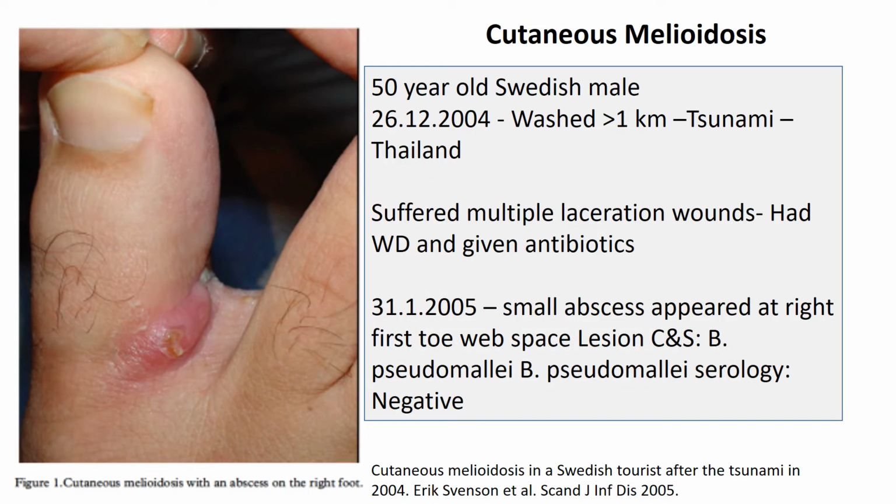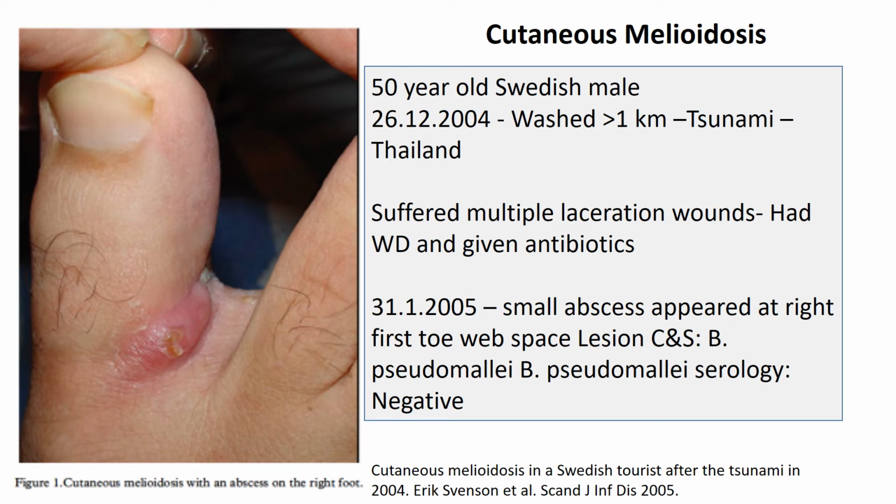So I will share with you a case of cutaneous melioidosis. This case was reported in a 50-year-old Swedish male traveler who was caught up in Thailand during the tsunami in 2004. During that event, he was washed by the flood waters for more than a kilometer, and in the process he suffered multiple laceration wounds. When he was rescued, he had these wounds debrided, and he was given IV and then oral antibiotics and discharged well.